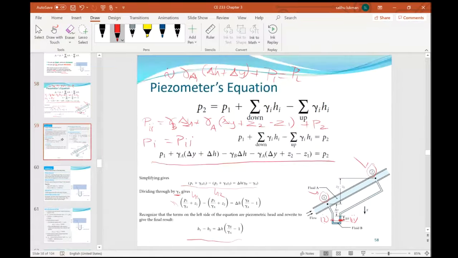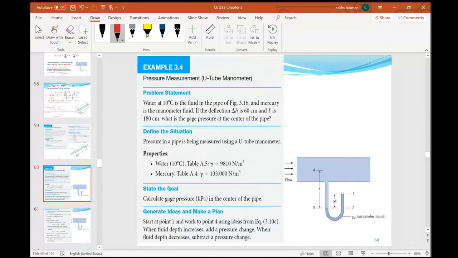We looked at this example in the previous lecture. Now we have another one, for pressure measurement using the U-tube manometer. You have water at 10 degrees, which is the fluid in this pipe, and you have mercury as the manometer fluid. Mercury is used as the manometer fluid because it can measure higher pressures. It has higher density than water, so it can measure higher pressure than water or most other liquids whose density is far, far less than that of mercury. That is why we normally use mercury as the manometer liquid.